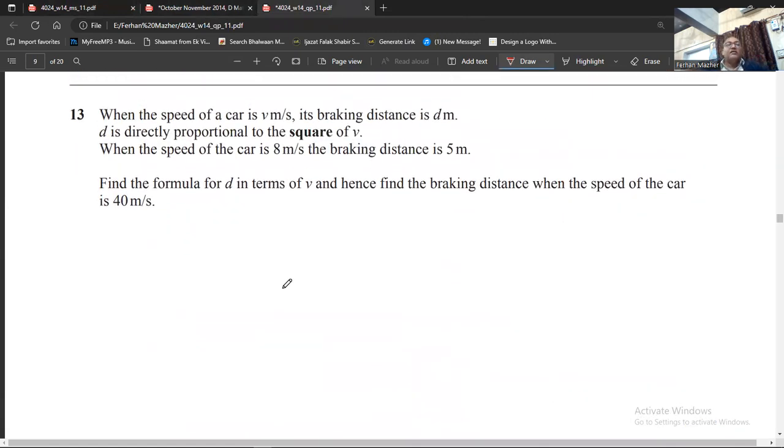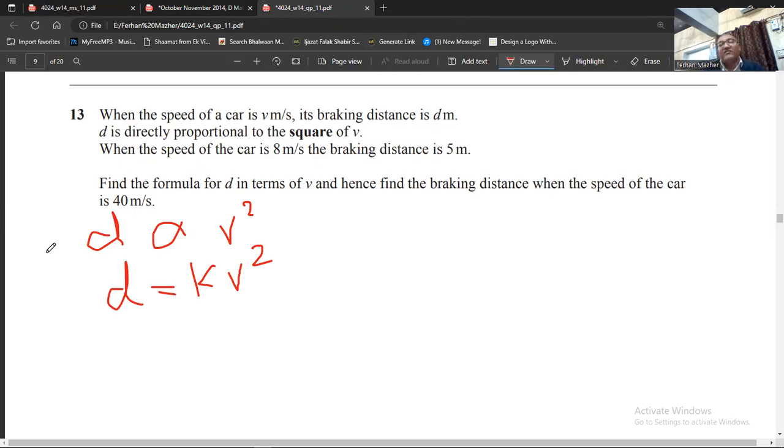Question number 13. When the speed of a car is v meters per second, its braking distance is d meters. D is directly proportional to the square of v. So when you remove the proportional sign, you introduce a constant here, so D will be equal to kv squared. When the speed of the car is 8 meters per second, the braking distance is 5 meters.